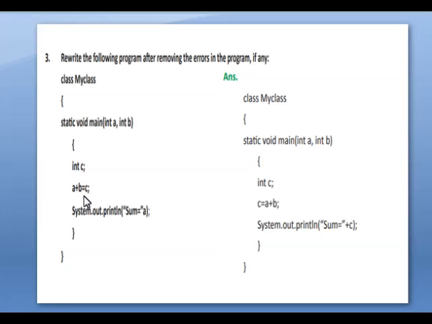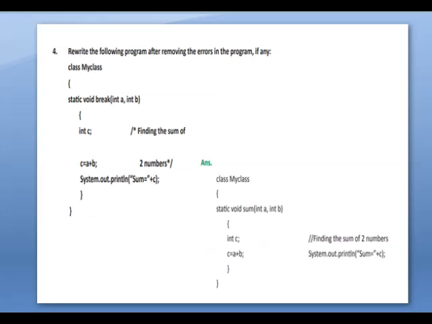That variable should be here. So c equal to a plus b, and here also we have to print the value of c. Okay, sum equal to plus c. So this is the correct code, and this is the incorrect. Okay, now the next program we are going to find out the errors.